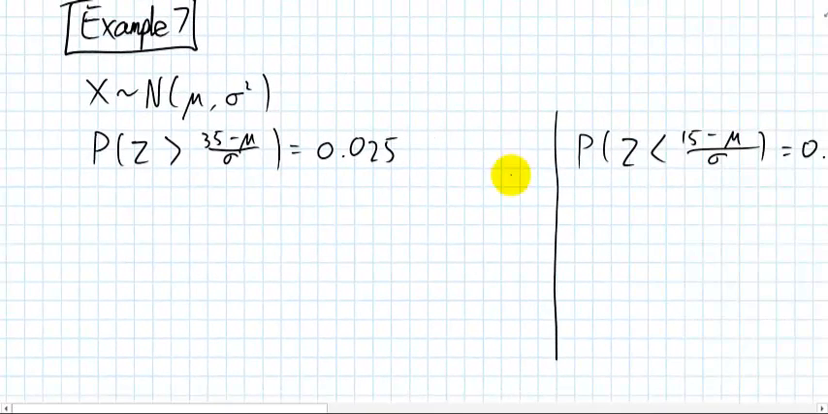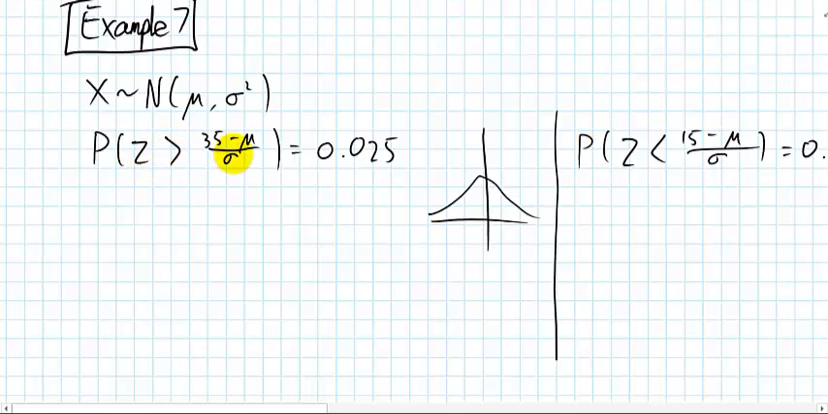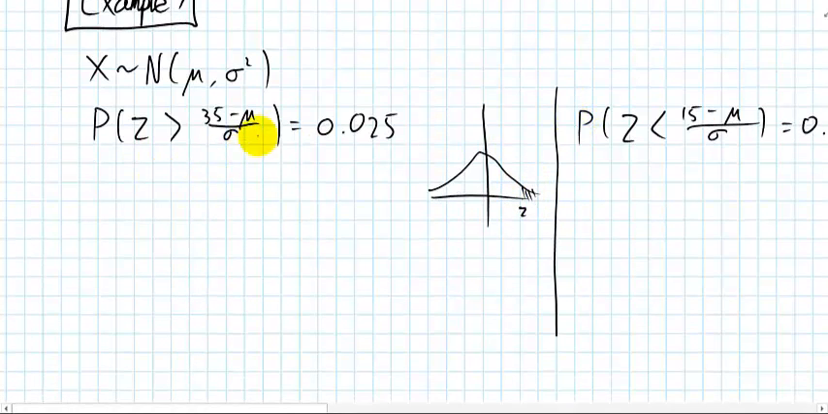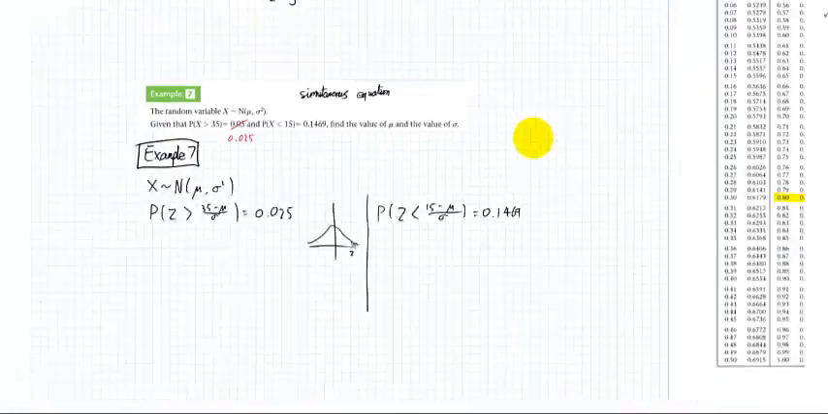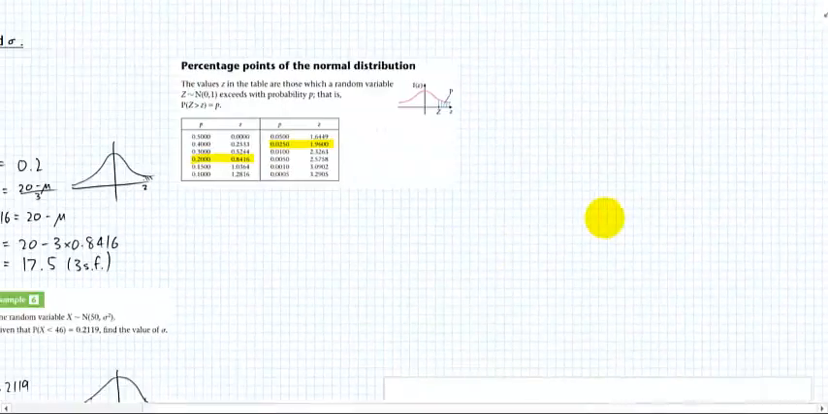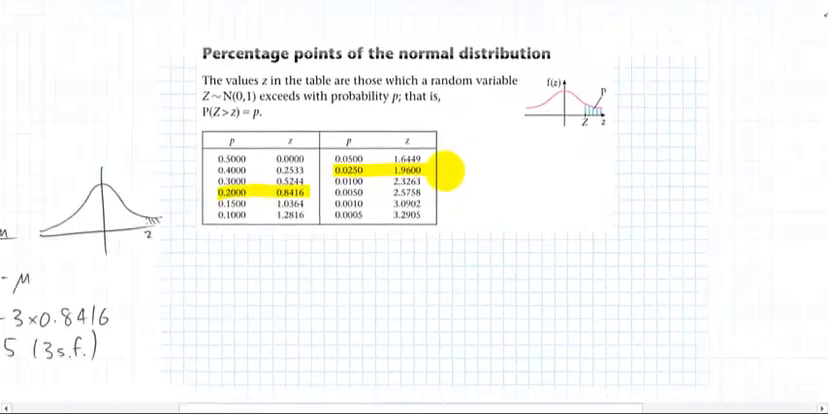Sketching this, we have Z being bigger than a certain number, so the area is going to come from the right, and the area is only 0.025, so let's just stop here. So the z value is going to be a positive number, so it's in a bigger than positive form, and it's in a nice percentage. This is 2.5%, but it's going to be in the percentage table form. So let's look up 0.025. 0.025's corresponding z value is 1.96.